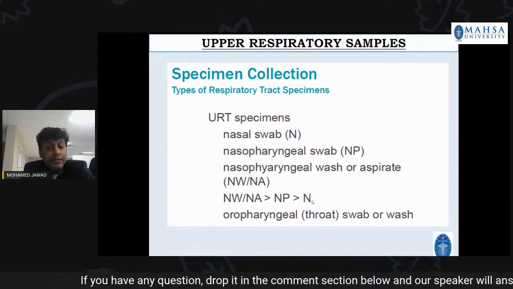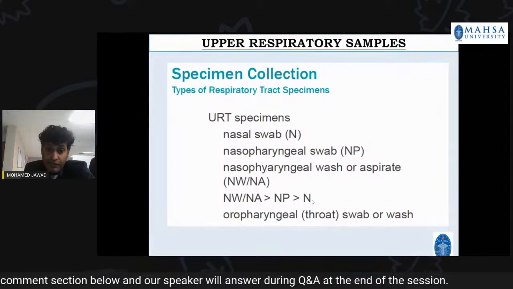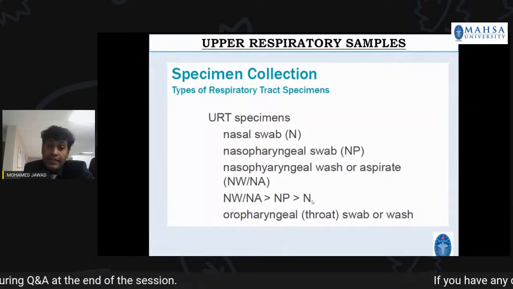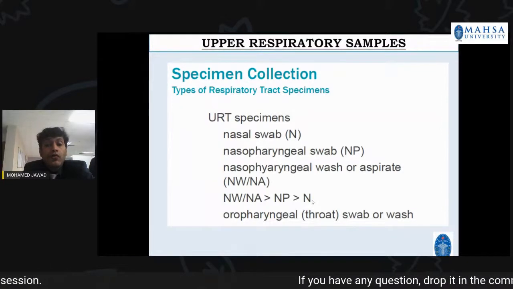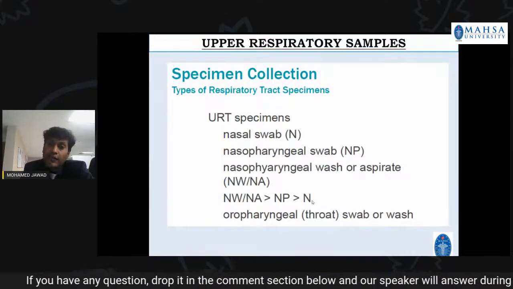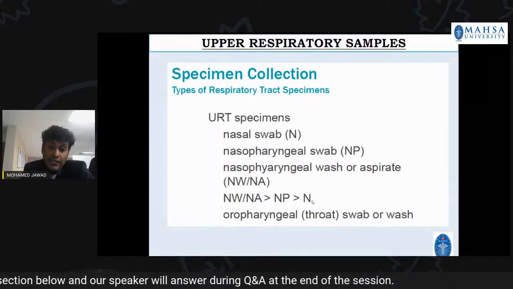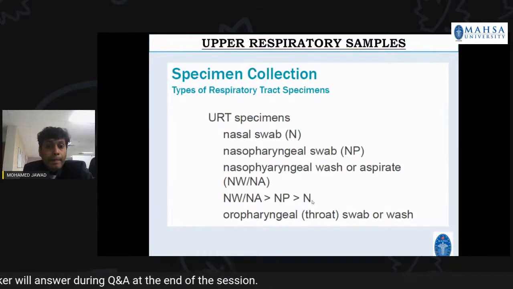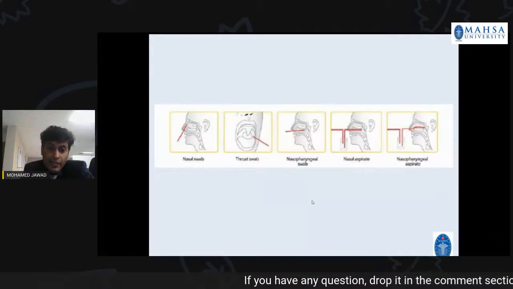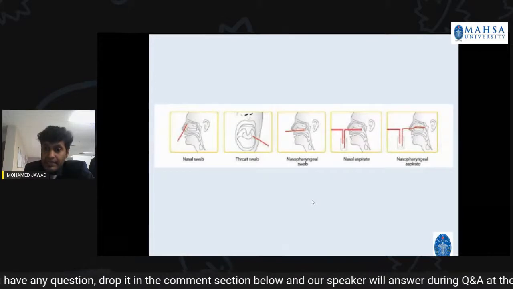Then the types of respiratory tract specimens. Mainly upper respiratory tract specimens: nasal swab is the first one, then nasopharyngeal swab, nasopharyngeal wash or aspirate, and oropharyngeal swab or wash. Mainly this nasopharyngeal wash we are collecting for the corona, and for most viral infections we have to collect the nasopharyngeal swabs. Then these are the pictures: the nasal swabbing and throat swab, nasopharyngeal swab and nasal aspirate, nasopharyngeal aspirate.